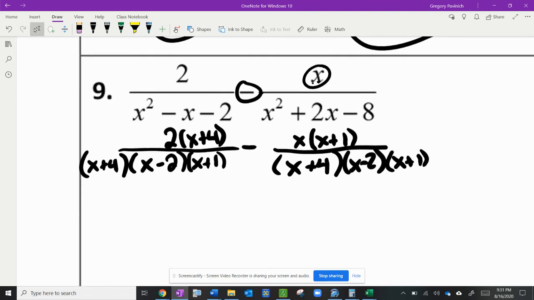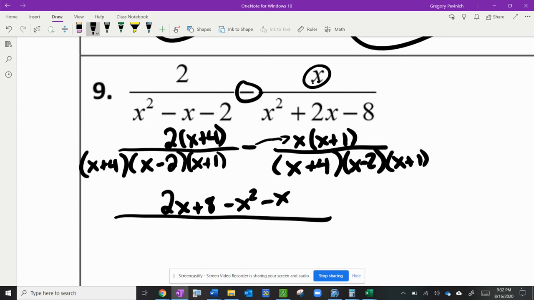Really, it doesn't matter. I'm just going to go back and check. Everybody's got an x plus 1, everybody's got an x minus 2, everybody's got an x plus 4 in the denominator, so everything's in common. Now I'm ready to distribute through. Get 2x plus 8 on this fraction. Remember, minus goes right up here. I get negative x squared minus x all over this. Don't multiply them all the way.